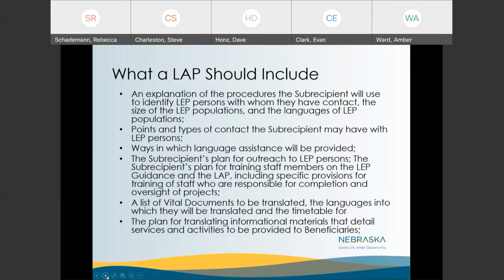The subrecipient's plan for outreach to LEP persons. The subrecipient's plan for training staff members on the LEP guidance and the LEP, including specific provisions for training of staff who are responsible for completion and oversight of projects. A list of vital documents to be translated, the languages into which they will be translated, and the timetable for translation. And the plan for translating informational materials that detail services and activities to be provided to beneficiaries. Next slide.